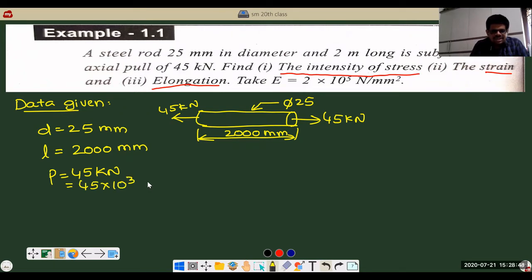So I think all of you know these conversions. 1000 newtons or 10 cube newtons is equal to 1 kilonewton. Similarly, 10 cube kilonewtons is equal to 1 meganewton. So all these things must be remembered. Okay. So 10 cube kilonewtons are 10 to the power of 6 newtons. Both are same. So this is also equal to 1 meganewton.